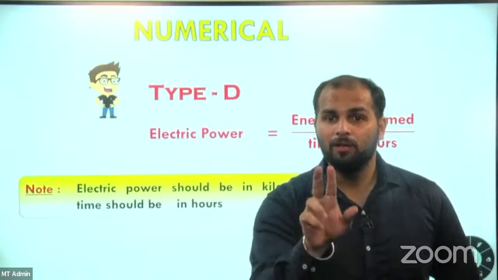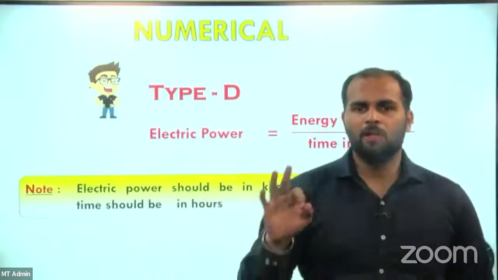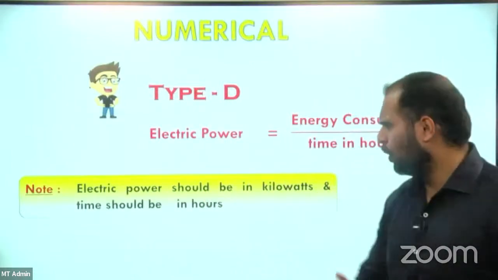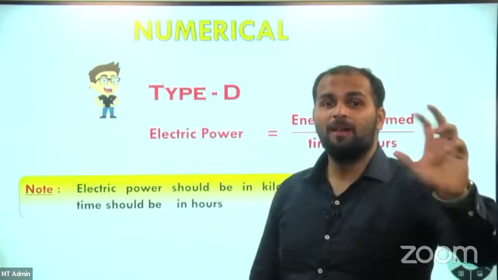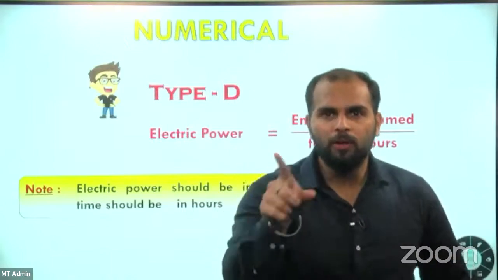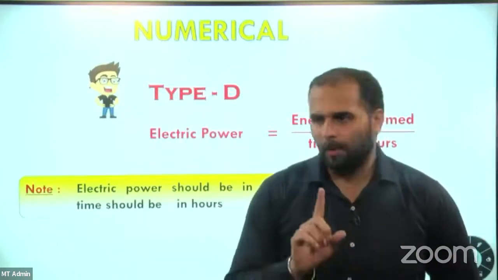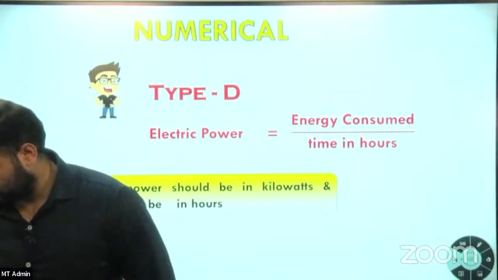Until and unless the units are not given in the numerical, 99% of the cases, we will always use kilowatt hours. But in your questions and in options, it is somewhat in watts per minute or watts per second. Accordingly, we need to convert the things. Am I clear with this part, everyone?